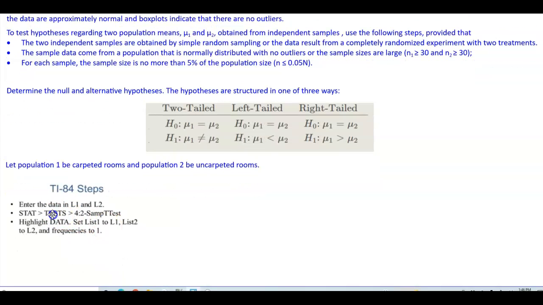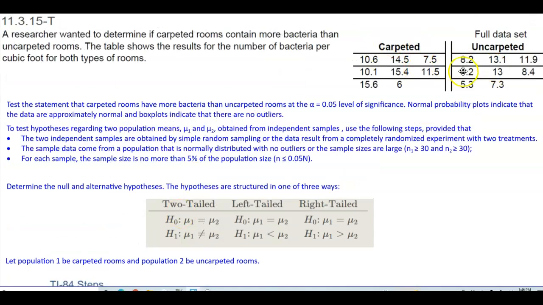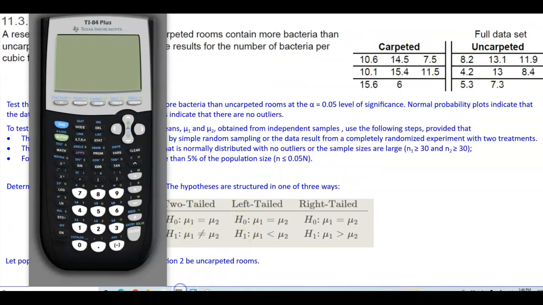We're going to enter the data into L1 and L2. So what I mean by that is, here's the data. Okay, let's go ahead and open up the calculator. And so when you want to enter the data, you're going to go to Stat, and you're going to select Edit. And if you look in L1, I've entered in the carpeted information. So we have 10.6, 10.1, 15.6, 14.5, 15.4, 6, 7.5, and then all the way down to 11.5.